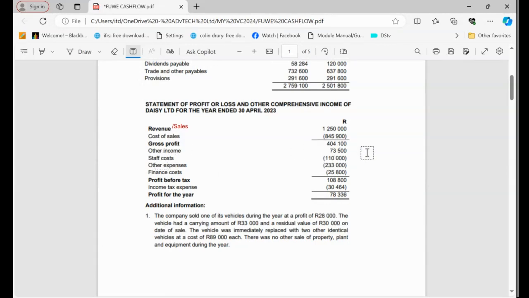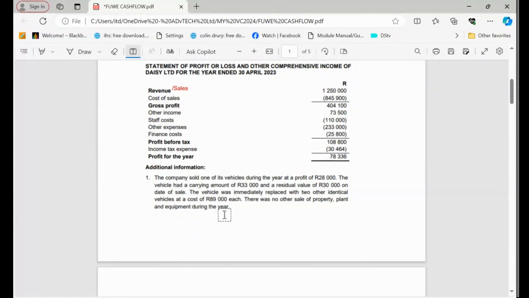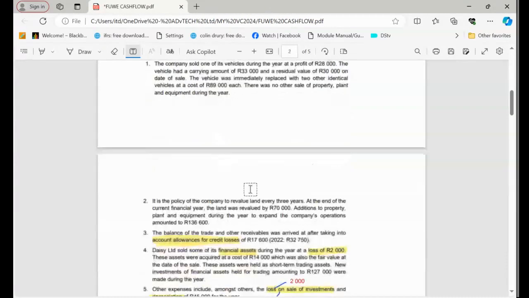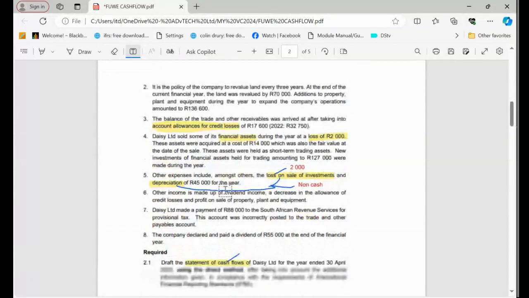Okay, here they just say incomes. We're not sure. We can't just take it. We need more information. So we must go down and check. Maybe they can give us something about the dividend somewhere. No dividends here. Number 8. But number 8 is not dividends income. These are the dividends that we paid ourselves. So we cannot take number 8 because this is not income.